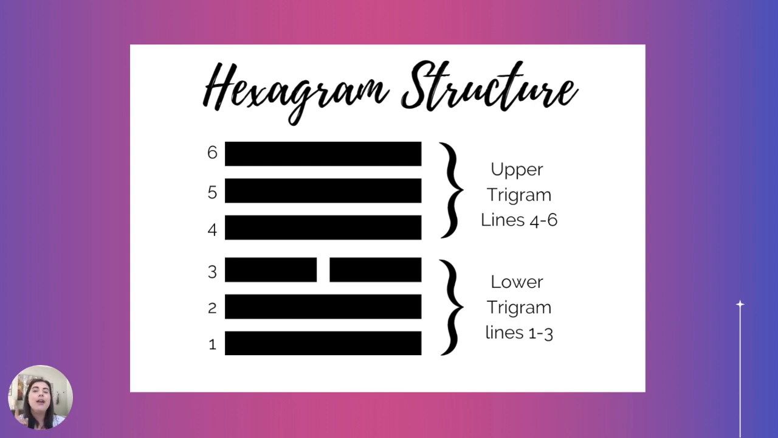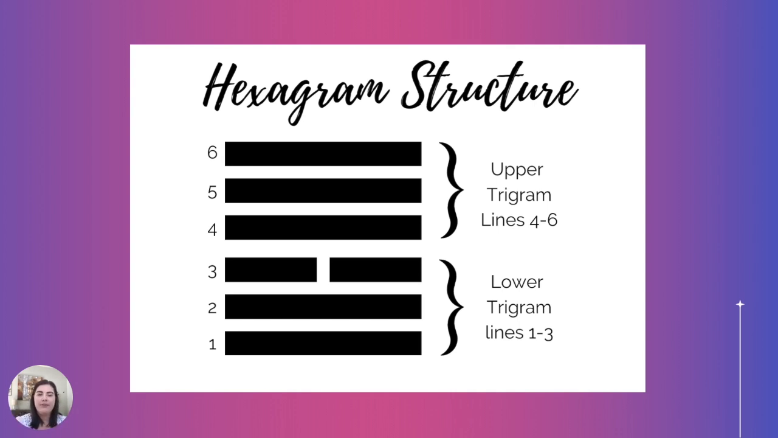So the hexagram is then further broken up into 2 sections called lower trigrams and upper trigrams. If you notice, I have it kind of marked on the slide here. The lower trigram are lines 1 through 3, and the upper trigram are lines 4 through 6. On the left-hand side, you can see I numbered each of the lines, and if you notice, line 1 starts at the bottom and then moves up to 6.